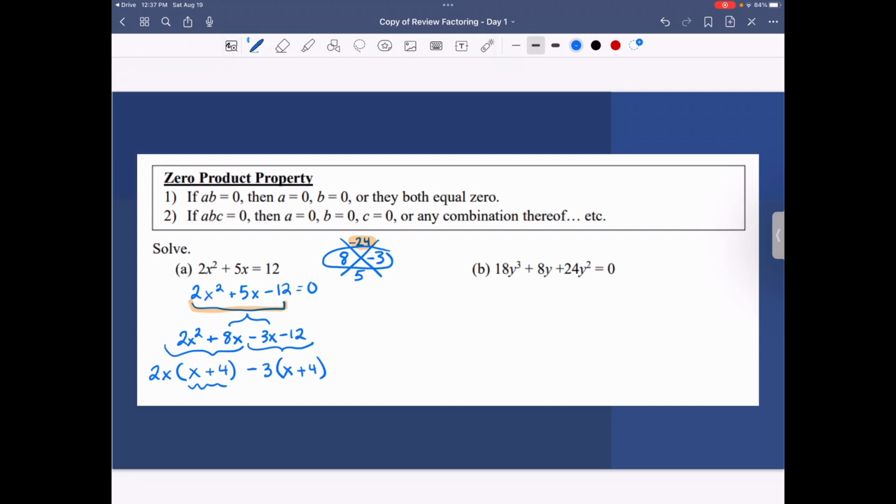That's great because these are the same, and so we get 2x minus 3 goes in the first set of parentheses, x plus 4 goes in the other set of parentheses. And that is our answer. We're going to box it. And then we'll do B together, and we'll be finished with our guided notes.